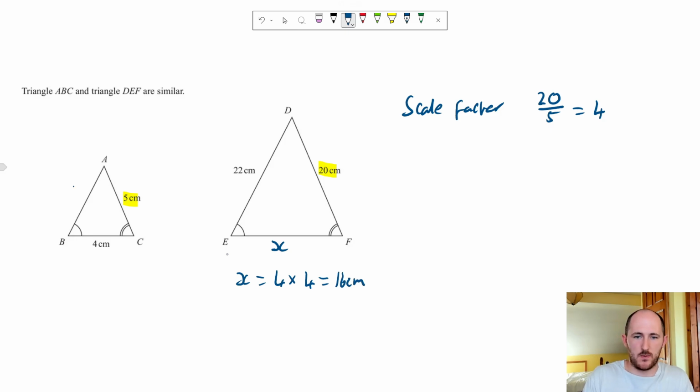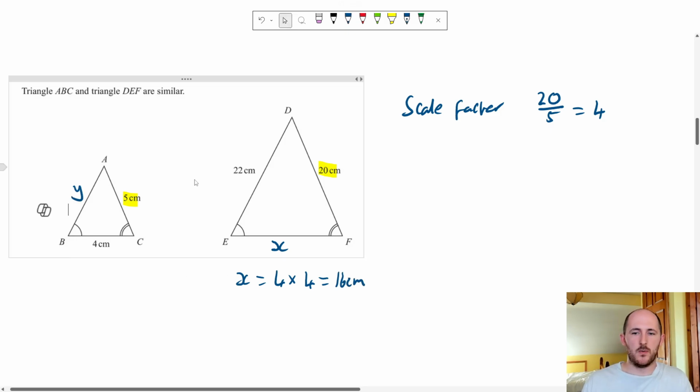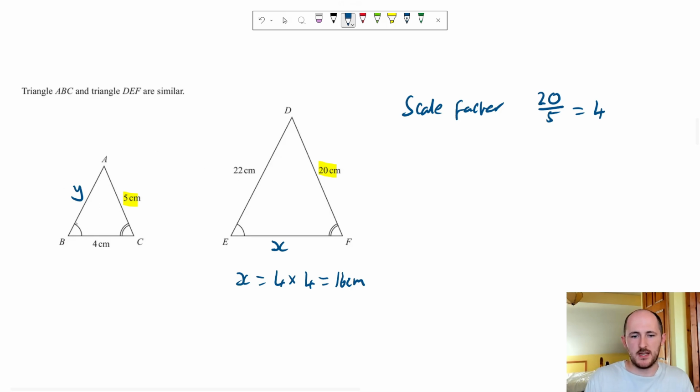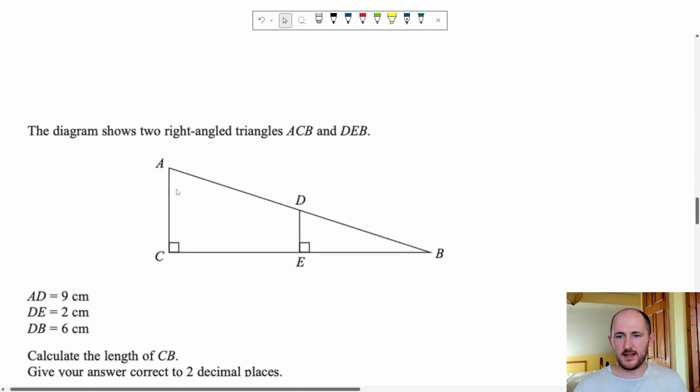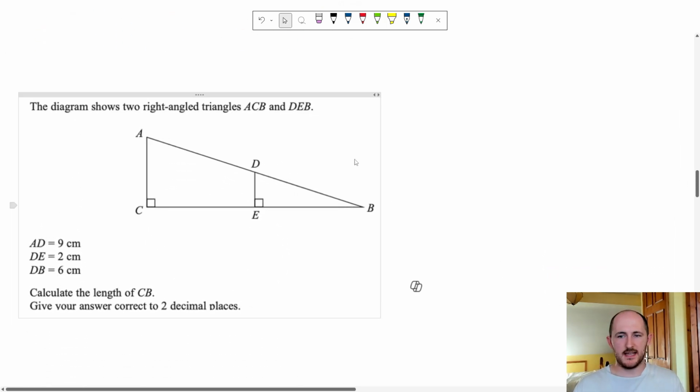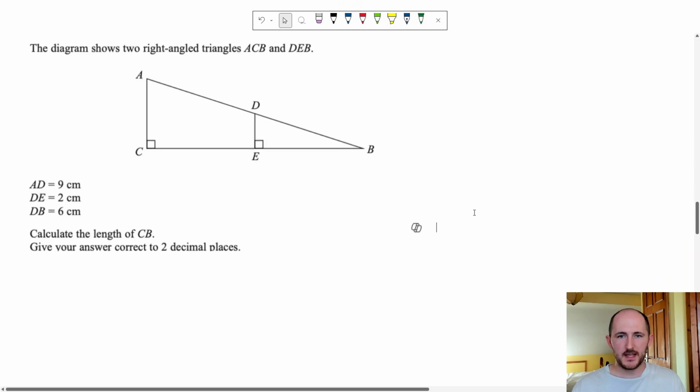And let's say we wanted to work out the side AB as well. Well, we're going from a bigger shape to a smaller shape, so that means we're going to divide by the scale factor instead. So divide by 4, which gives me 5.5. Like that. So the next one, I want you to try and pause the video and see if you can work out how to do it here, because this is the slightly harder example.